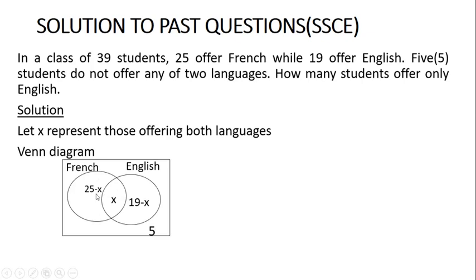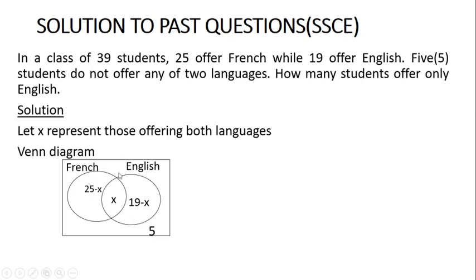Now, for us to get the number of students that offer French only, all you need to do is, since we've been given that 25 offer French, subtract the number of students that offer both languages from 25. Also subtract the number of students that offer both languages, now unknown, from 19 to get the number of students that offer English only.